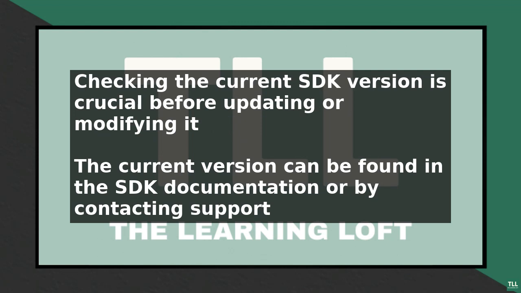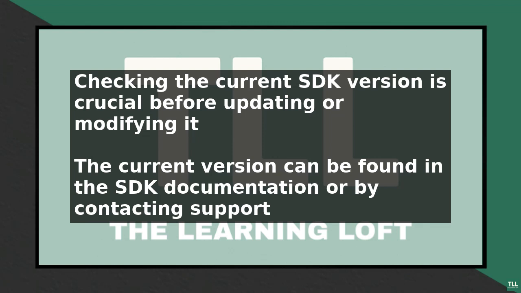When updating the Build.com API SDK, follow these steps. First, review the release notes and documentation for the new version to understand the changes and updates. Next, update your code to accommodate any changes or deprecations in the new version. This may involve modifying API calls, data structures, or other components.